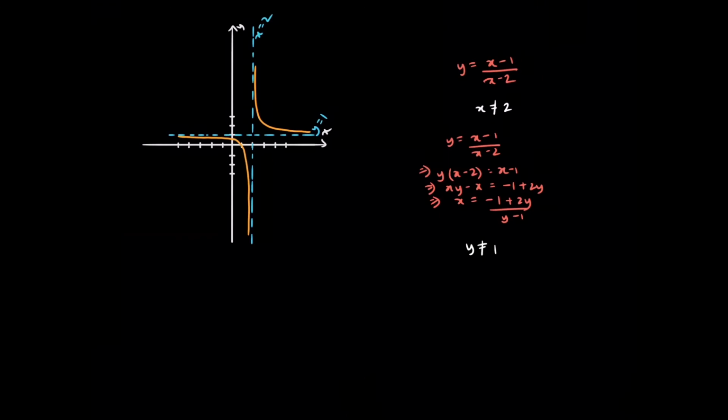So for this equation, you'll see that the highest degree in both the numerator and denominator is 1, and the coefficient of x in both the numerator and denominator is also 1. So when we divide 1 by 1, we get 1. So y equals 1 is our horizontal asymptote.